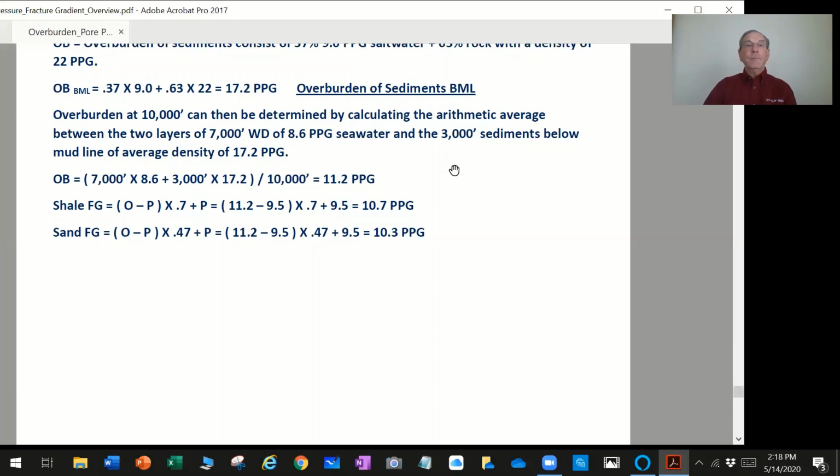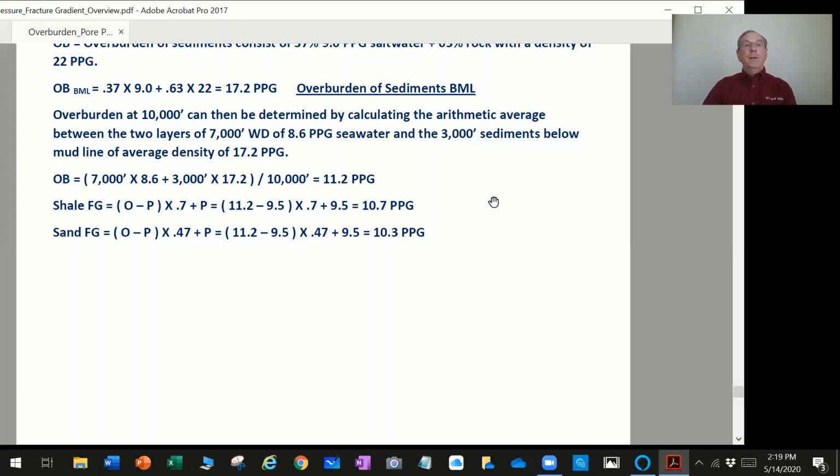gallon. And then using the stress coefficients for shale and sand that I've already described, we can calculate the shale fracture gradient as being the overburden we just calculated, 11.2 pounds per gallon, minus the pore pressure of 9.5 pounds per gallon, taking that difference, multiplying it times the stress coefficient of shale, which is 0.7, adding it to the pore pressure, and that gives us a shale fracture gradient of 10.7 pounds per gallon.